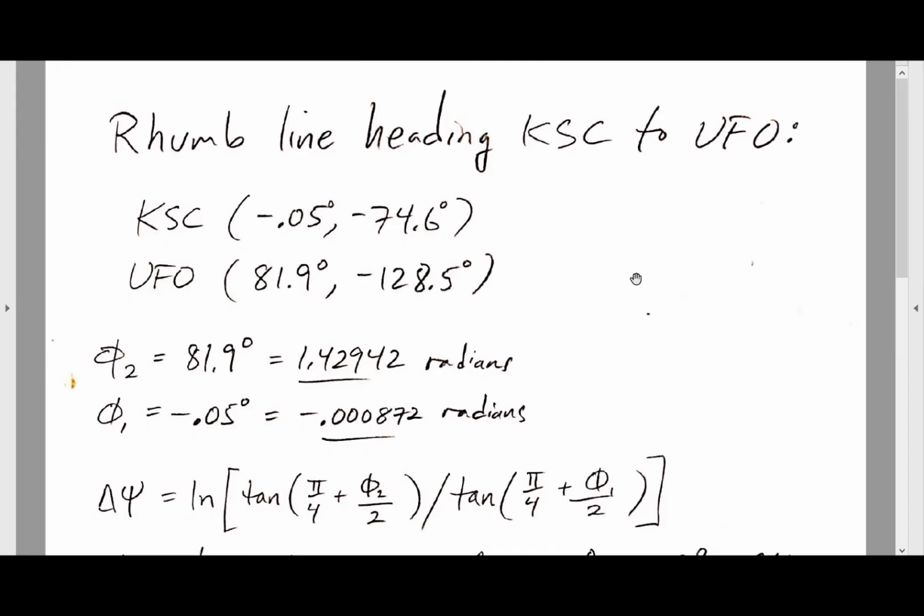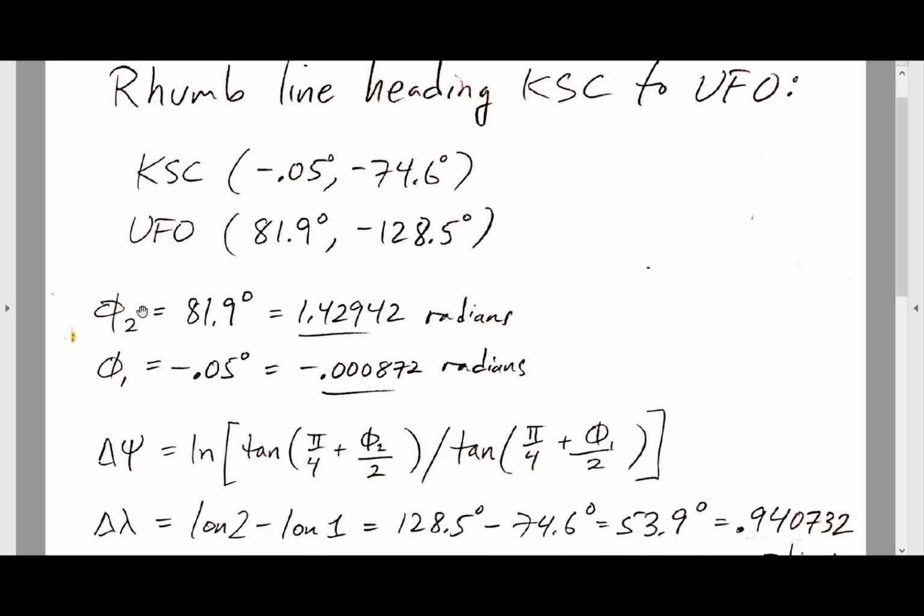So it is possible to calculate that Rhumb Line heading, that constant heading that you would use to reach your destination. And probably I would put this into part 3, because this by itself is a big calculation, but I just want to show what the calculation looks like. So this is the latitude and longitude for the Kerbal Space Center. This is the latitude and longitude for the UFO.